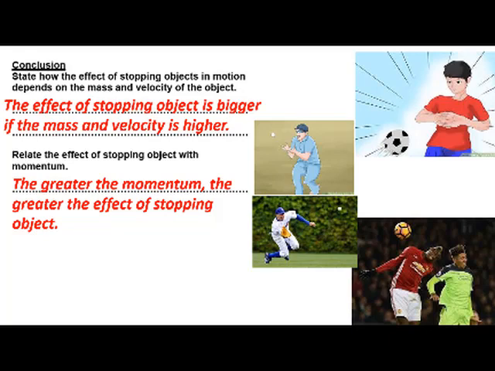The first term is momentum. Momentum depends on the mass and the velocity of the moving object. If the mass is higher, the momentum is bigger. If the velocity is higher, the momentum is higher. So it will give you a greater effect of stopping the object. You feel more pain when you are hit by an object with greater momentum.